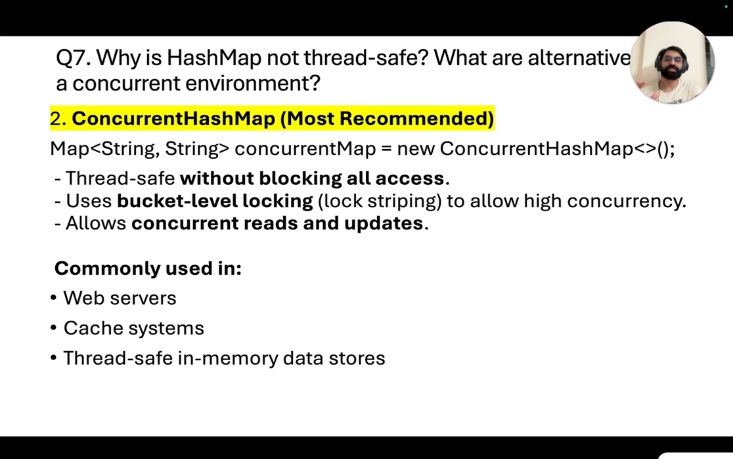You should always go with a ConcurrentHashMap. You create the object with the new keyword, new ConcurrentHashMap. This is thread safe without blocking all accesses, because it has bucket level locking. It will not lock the whole object. Let's say that if you are using a ConcurrentHashMap, it has 16 buckets, which means 16 locks will be there, so it will use a bucket level lock.